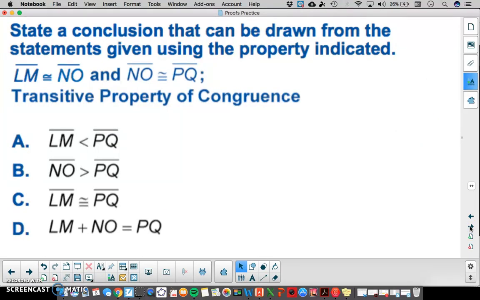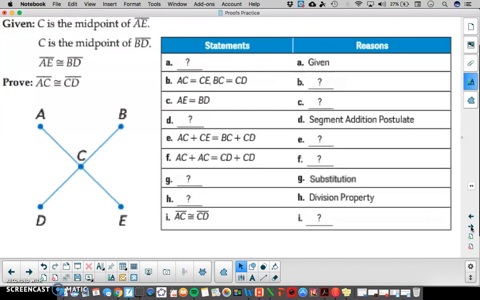I also want you to answer this question. State the conclusion that can be drawn from the statements given using the property indicated. So if we have the statement LM congruent to NO and NO congruent to PQ, by the transitive property of congruence, which one of these conclusions could we make? Next, we're going to look at this proof where we have some missing statements and some reasons. I want you to fill in these blanks on your own.